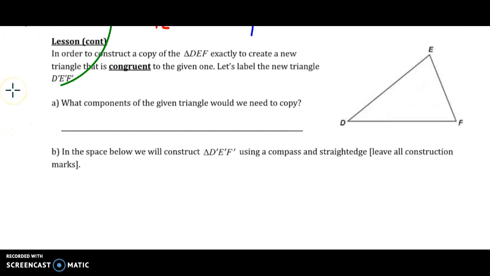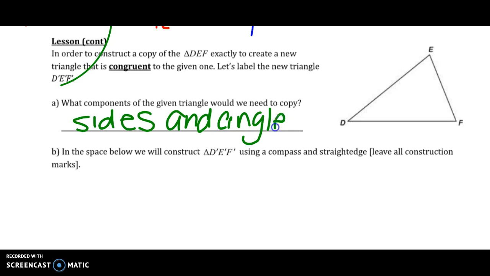So for our next example, or lesson rather, next part of the lesson, we want to copy this figure exactly, triangle DEF. We want to create a new one, D prime, E prime, F prime, that is congruent, in all ways, to the given triangle. So to do that, we would not only have to copy the sides, we would need to copy the angles as well. And so the angle piece we have not done yet.